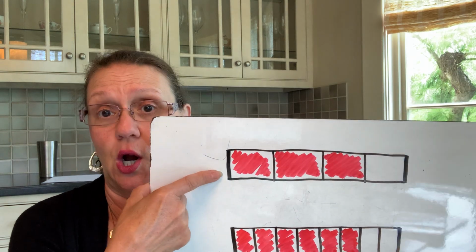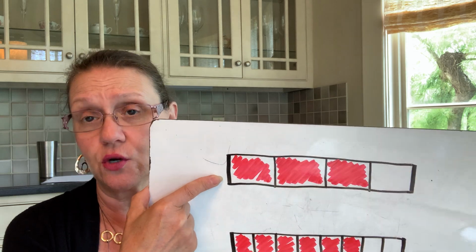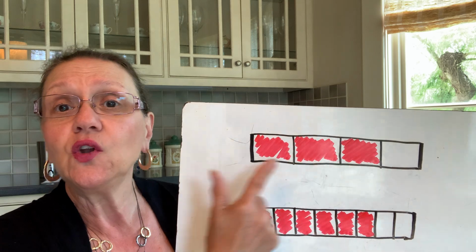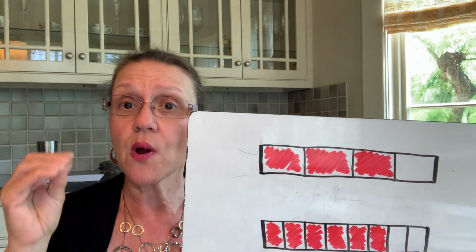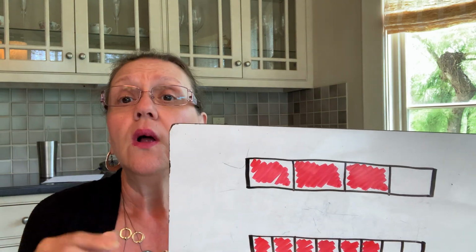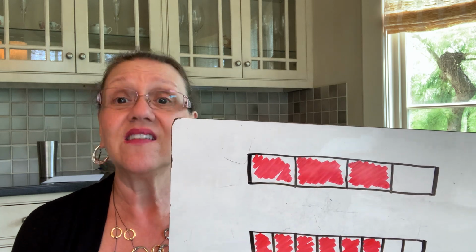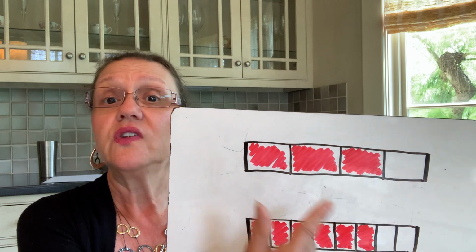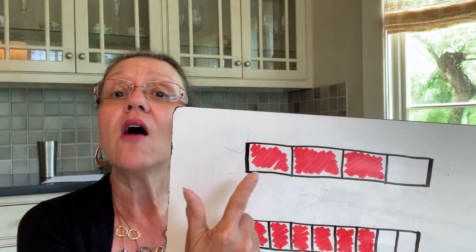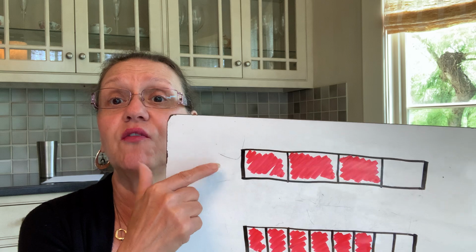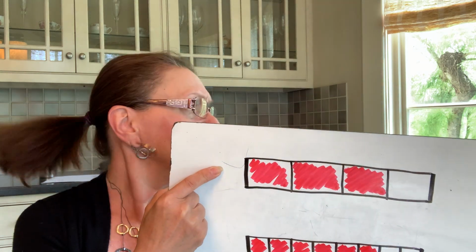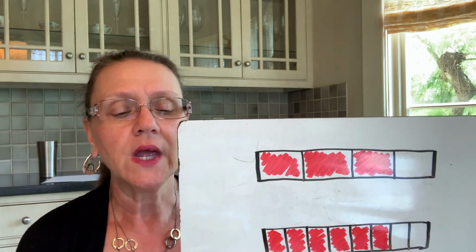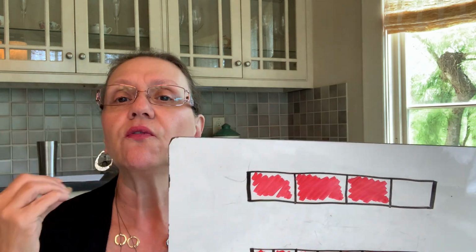So my first Hershey bar, I have 3/4 of the Hershey bar colored red. You can see that, right? 1, 2, 3. So the numerator represents the number of pieces of the whole. The denominator represents what the whole is divided into in total. So here I would have 3 of a total of 4 pieces of my Hershey bar.